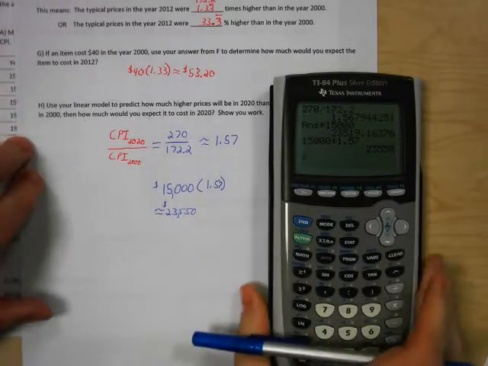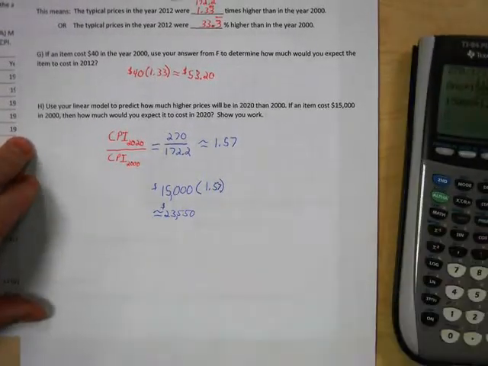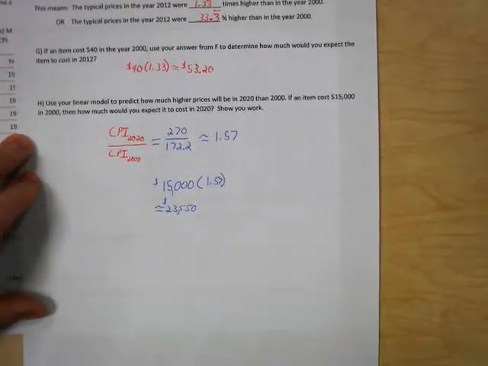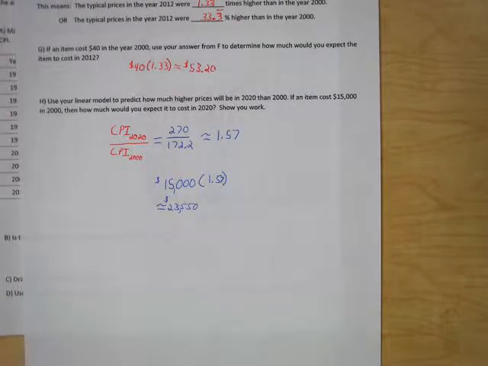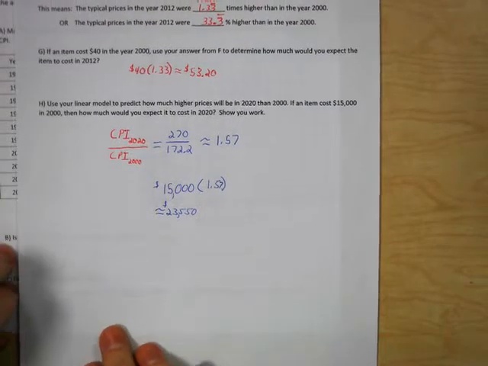So something that costs like a car or whatever that costs $15,000 in the year 2000, we'd expect it to cost about $23,550 in the year 2020. Okay, so that takes care of the example that I'm doing with you. There's another example that I want you to do.